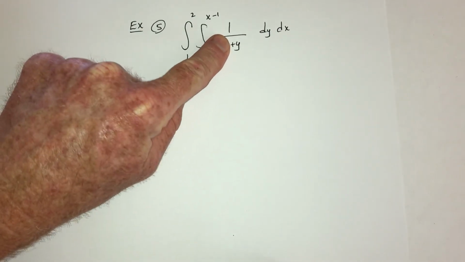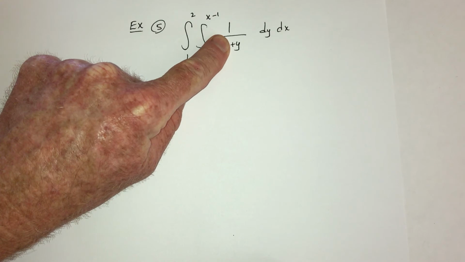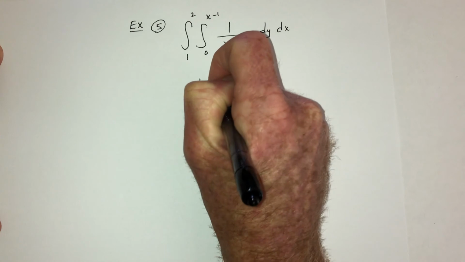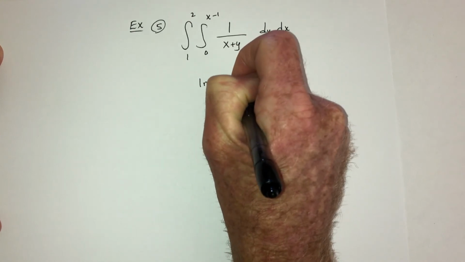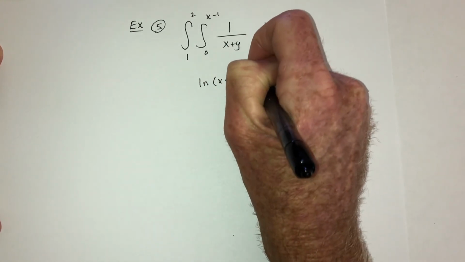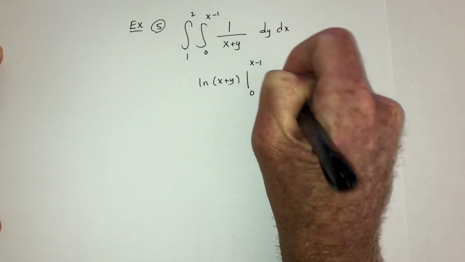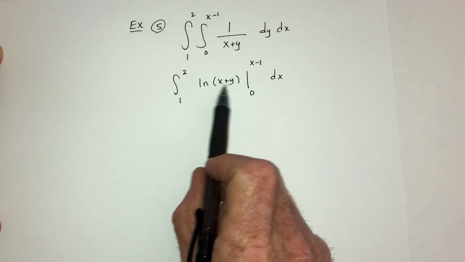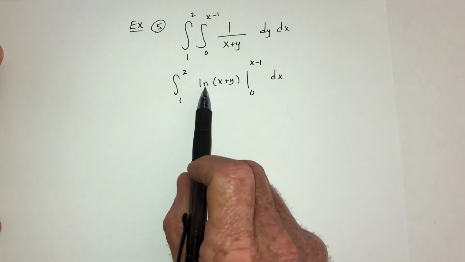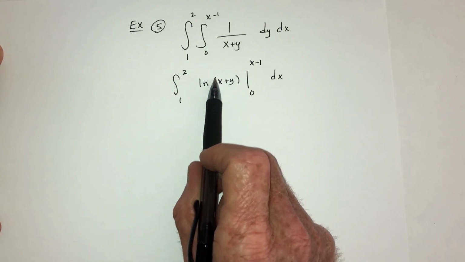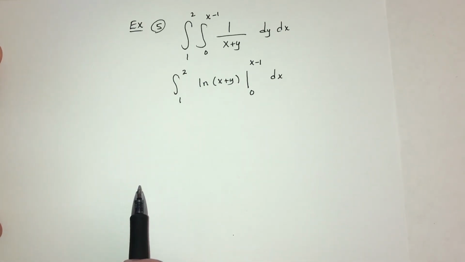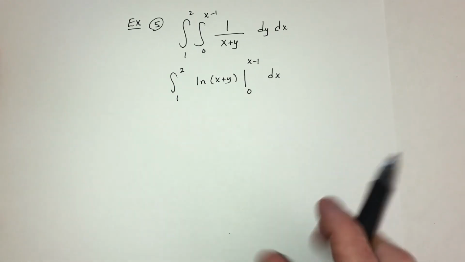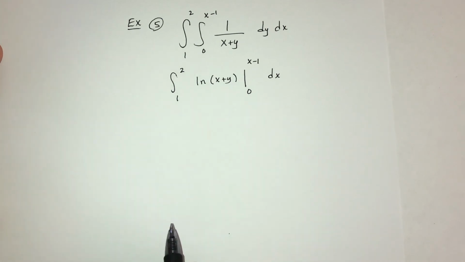So we're integrating with respect to y, so that's basically like integrating 1 over y. That's going to be the natural log. So it's going to be the natural log of x plus y, evaluated from 0 to x minus 1. Technically, this is supposed to be the absolute value, but just keep in mind you can't take natural log of a negative, so technically that should have been absolute value. I don't think it's going to happen in this case, but in other cases, you would need to put absolute value to get rid of negatives.